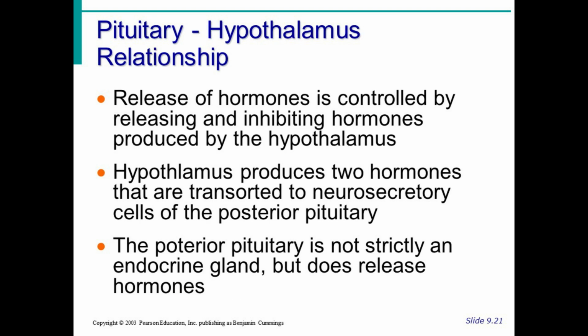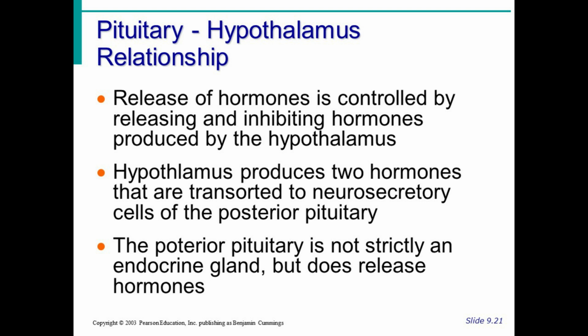We are done with the different types of anterior pituitary hormones. Next, we discuss the pituitary hypothalamus relationship. Release of hormones is controlled by releasing and inhibiting hormones produced by the hypothalamus. The hypothalamus produces two hormones that are transported to neurosecretory cells of the posterior pituitary. The part of the pituitary that is functionally connected to the hypothalamus is the posterior pituitary. That's why it is called the neurohypophysis.